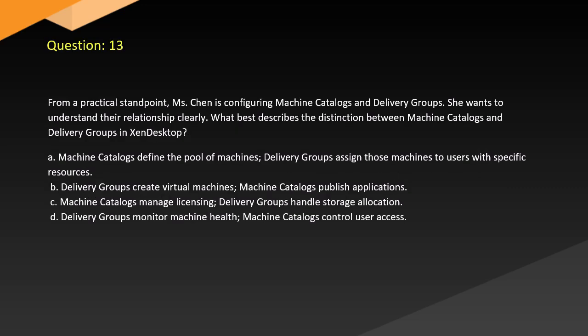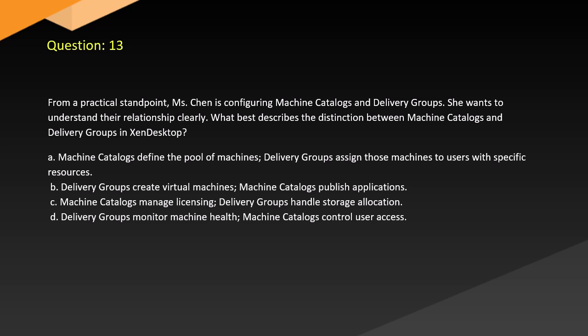Question 13. From a practical standpoint, Chen is configuring machine catalogs and delivery groups. She wants to understand their relationship clearly. What best describes the distinction between machine catalogs and delivery groups in XenDesktop? A. Machine catalogs define the pool of machines. Delivery groups assign those machines to users with specific resources.